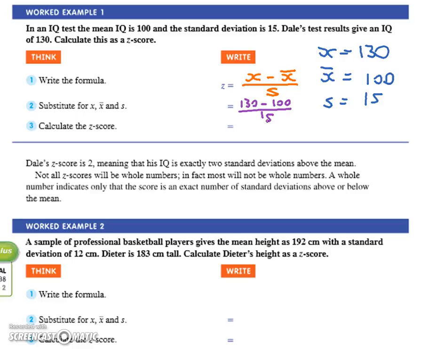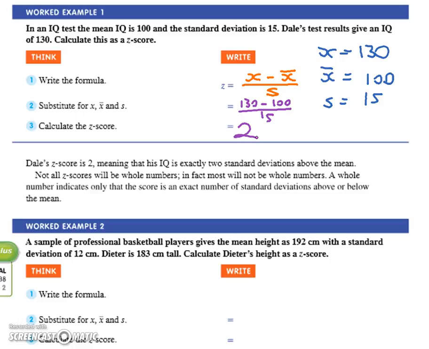Yep, answer is 2. So, what does that mean? You have a Z-score of 2. What that means is that Dale's IQ result was 2 standard deviations above the mean. What was 1 standard deviation? So he's smart. He is 2 steps above average. The average was 100, which was the mean, and his Z-score is 2. So he's 2 steps above.